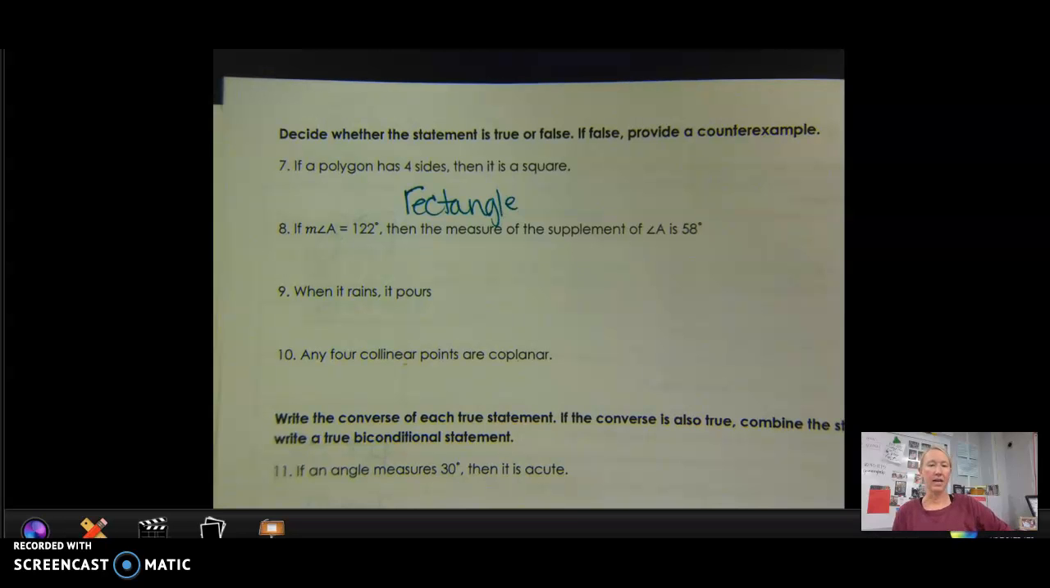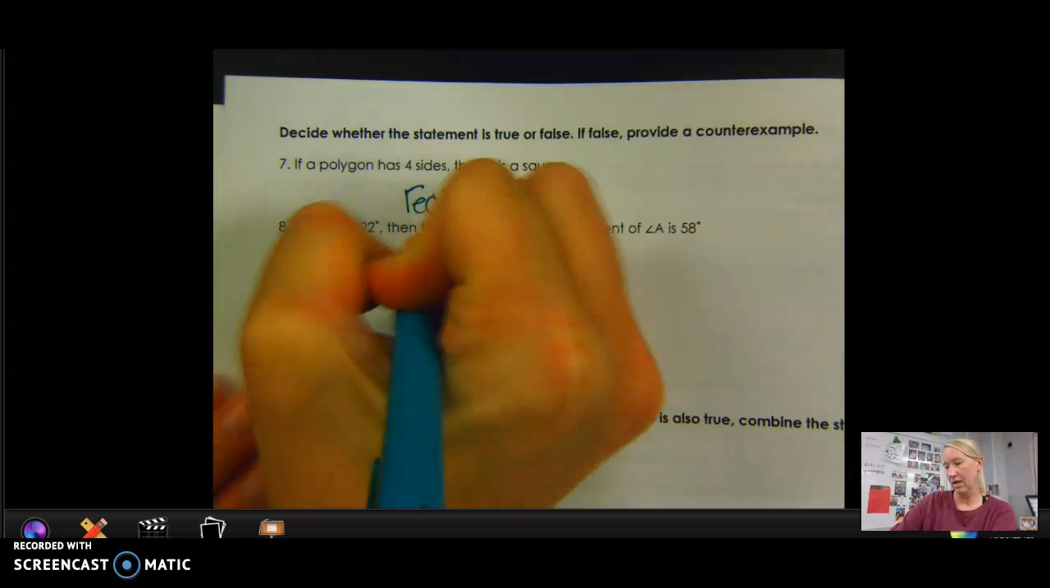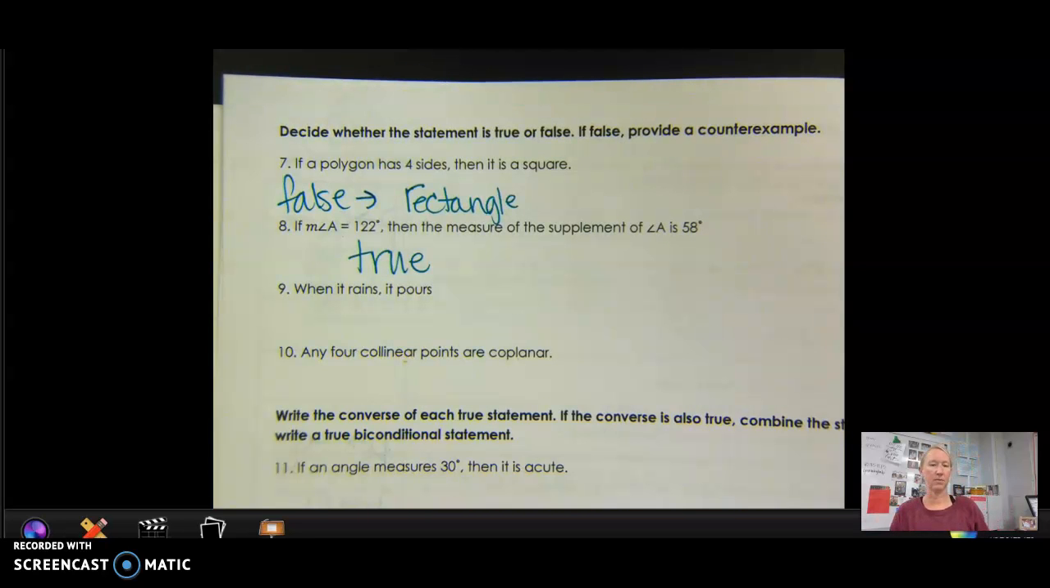If the measure, so number 8, if the measure of angle A is 122 degrees, then the measure of its supplement is 58 degrees. So if we remember, supplementary angles add up to 180. So 122 plus 58 equals 180. So there's no other number that would add to 122 that would get us to 180. So this is true. I guess I need to write false up here too. And then there's my counterexample.